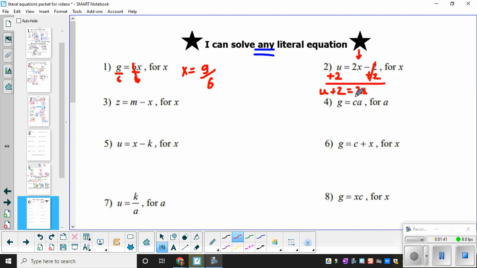Okay? Now that cancels out, and on this side we have 2x. So what we need to do now, and I know that this is going to kind of bleed into the next example, we're going to divide this by 2 and divide this by 2. And I'm going to cancel that out. So x here would be u plus 2 over 2.